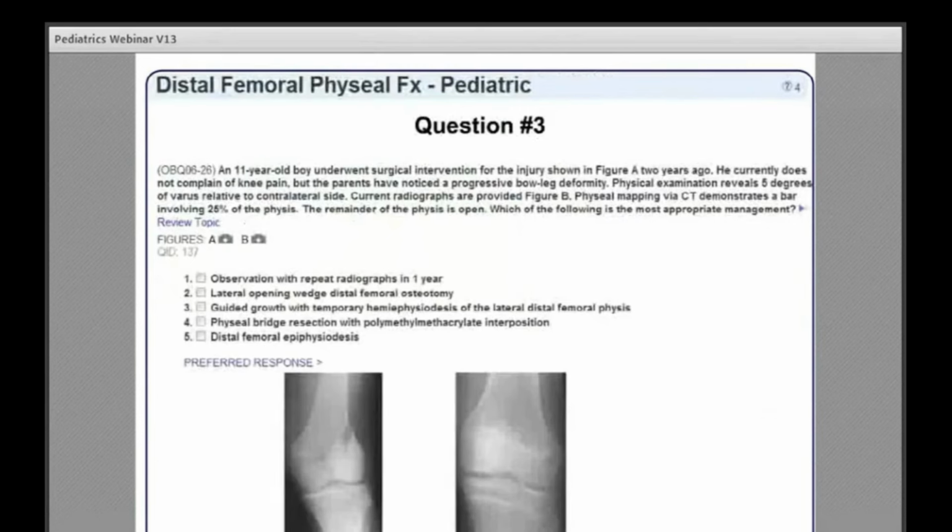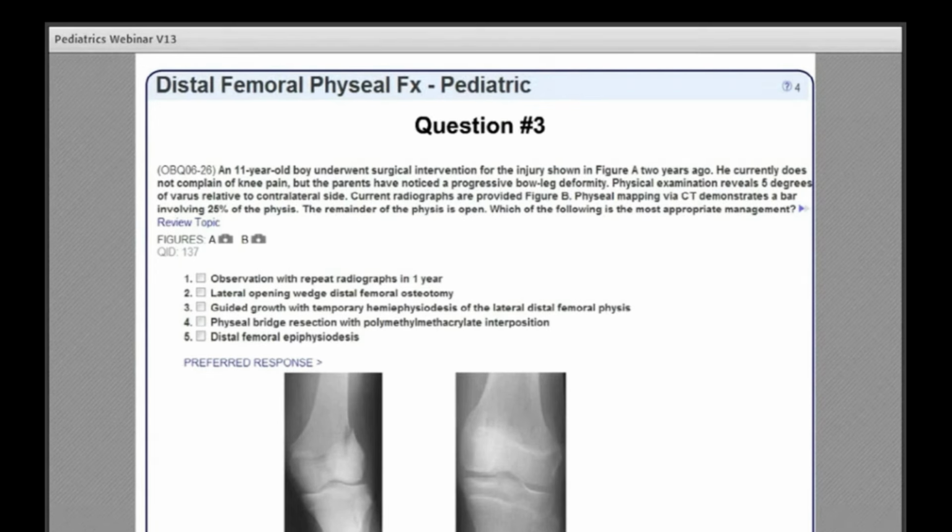An 11-year-old boy underwent surgical intervention for the injury shown in figure A 2 years ago. He currently does not complain of knee pain, but the parents have noticed a progressive bow leg deformity. Physical examination reveals 5 degrees of varus relative to the contralateral side. Current radiographs are provided, figure B.